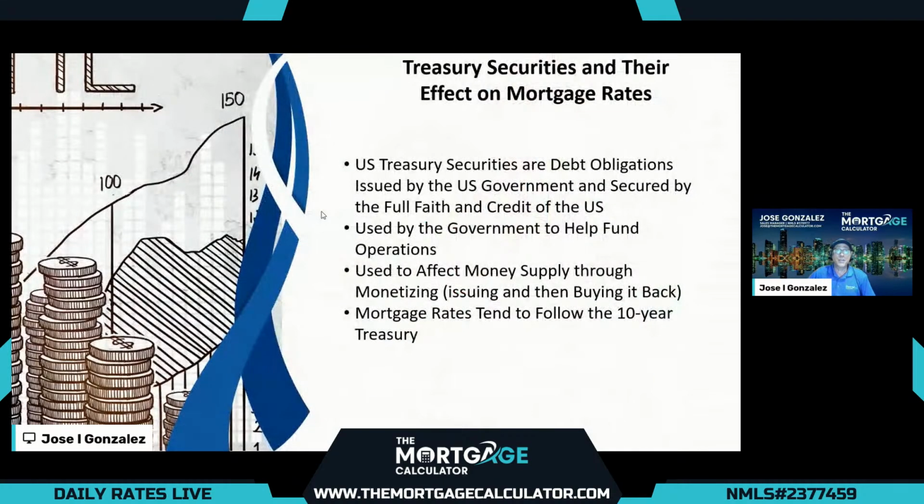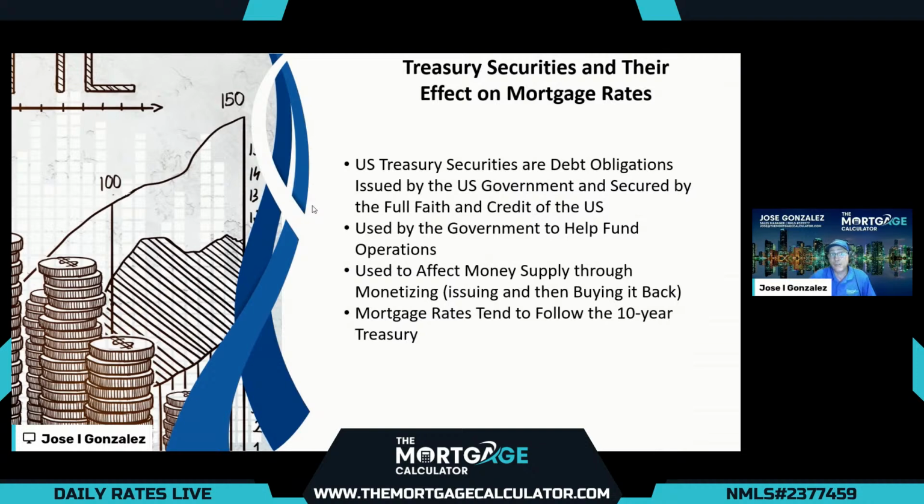So we talk a little bit about treasury securities and their effect on mortgage rates. Because remember, we're talking interest rates in general, but then we're talking about mortgage rates, which is a subsector of interest rates. So I mentioned U.S. securities are debt obligations issued by the U.S. government and secured by the full faith and credit of the U.S. They're used by the government to help fund operations.